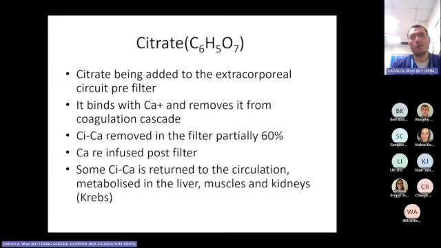And one of the most commonly used is citrate. So citrate is being added to the extracorporeal circuit before the blood enters the filter. The principle of citrate is that it will bind to the calcium and stop the coagulation cascade.